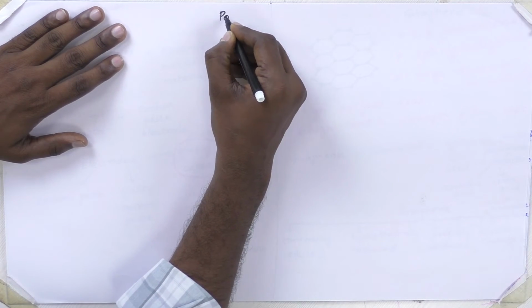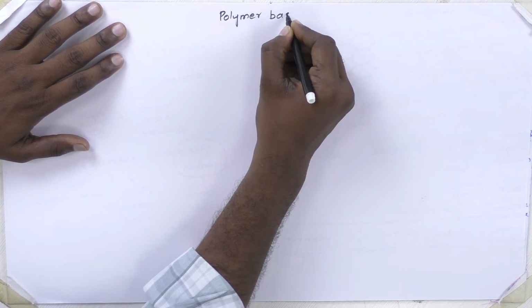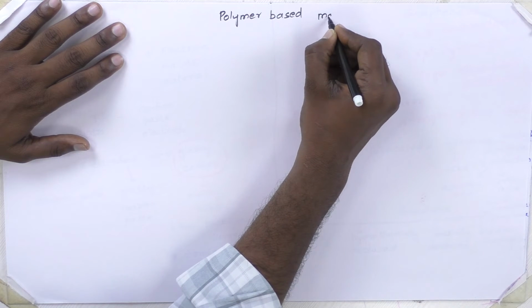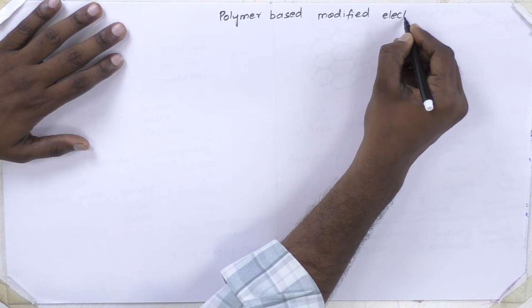Next one is polymer based modified electrodes. The electrodes are modified by using different types of polymer. They are coordinating polymer, electroactive polymer, ionic polymer, biological polymer. This electroactive polymer contains groups which can be either oxidized or reduced. Based on this, it provides a chemical sensing action.